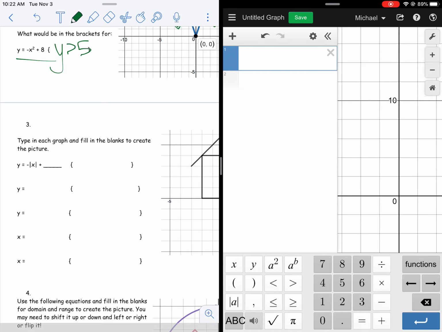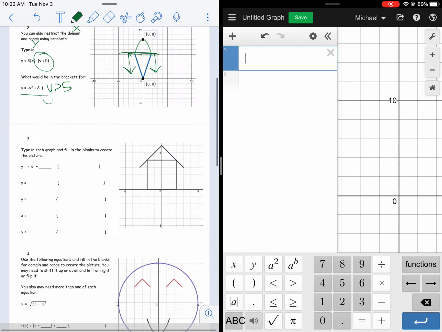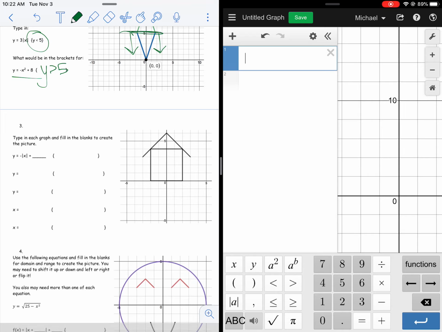Get rid of that. Okay. The next one is going to be a house. We're going to build this house. So the first part here, y equals negative absolute value of x. That's the roof, you see? And we want to make that roof go up. We want to raise the roof. We want it to go up to 6 right there. So we're going to raise the roof up 6.